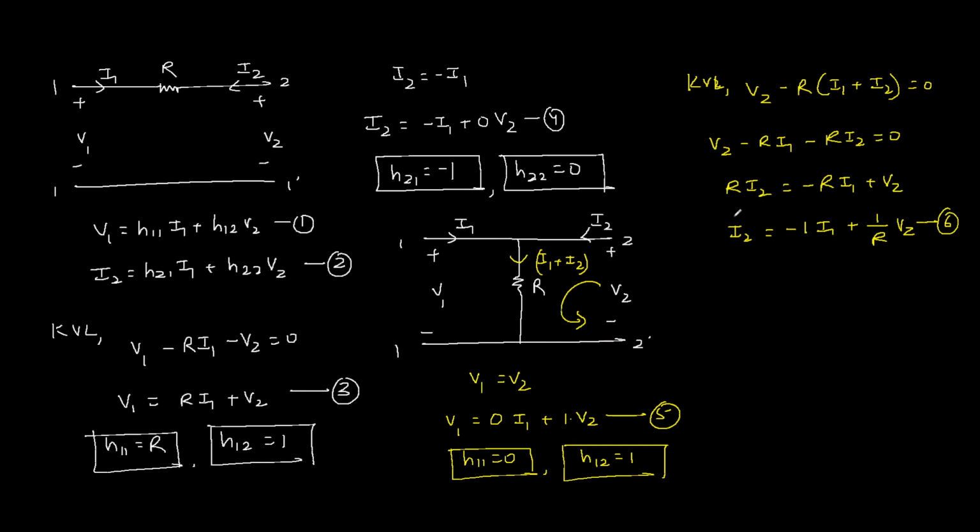Now we will compare the equation. This equation has I2, I1 and V2. Equation 2 has I2, I1 and V2. So comparing equation 6 with equation 2, this will give H21 negative 1 and H22 1 by R. So that's how we find the H parameters for this two-port network.